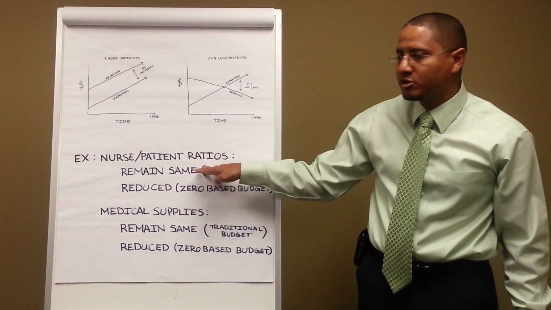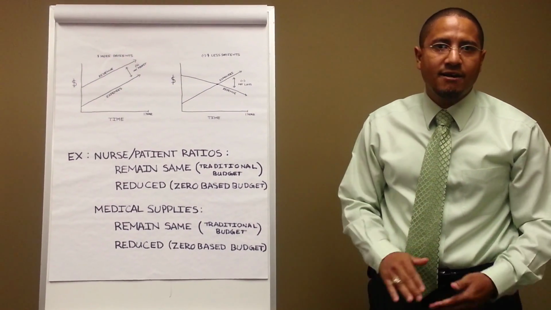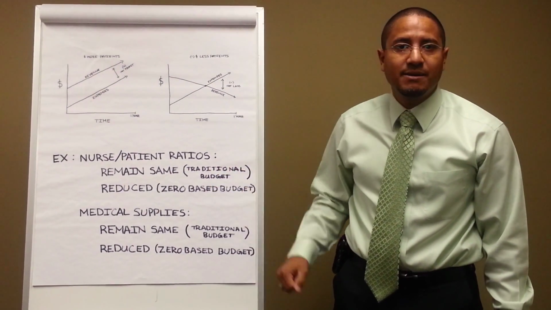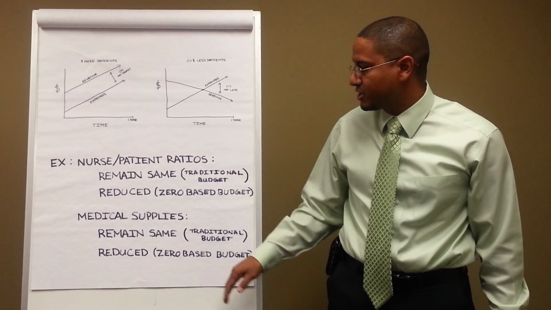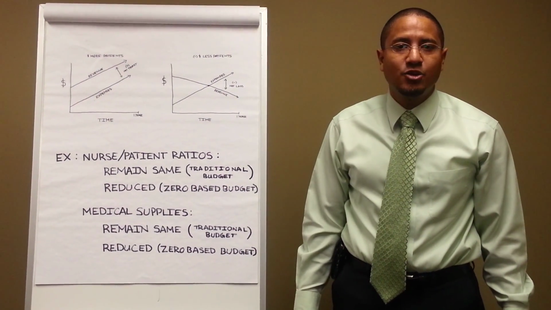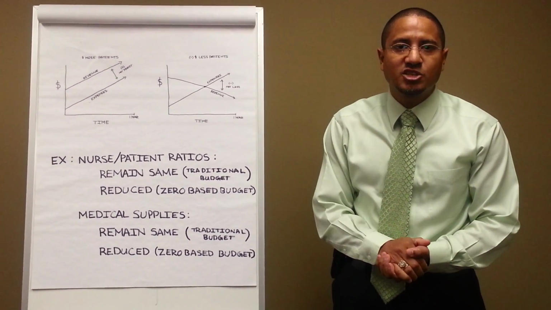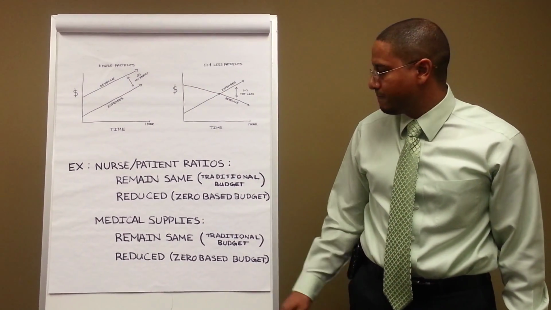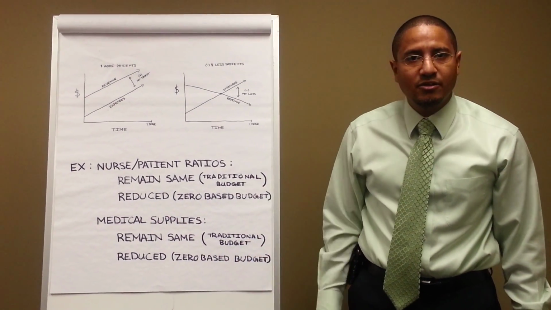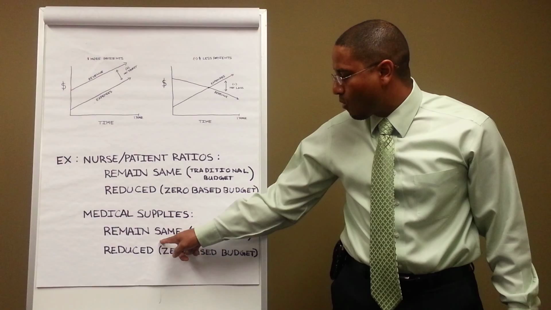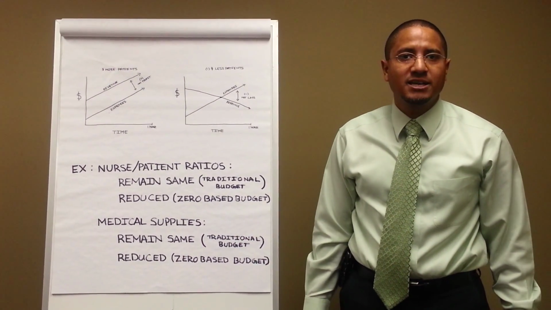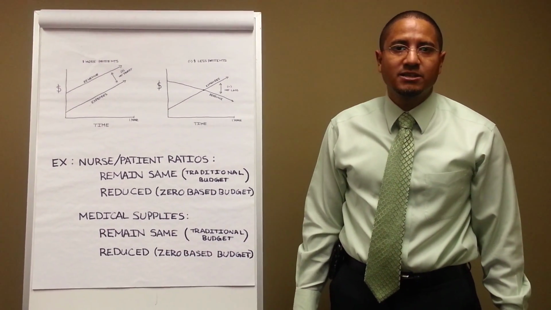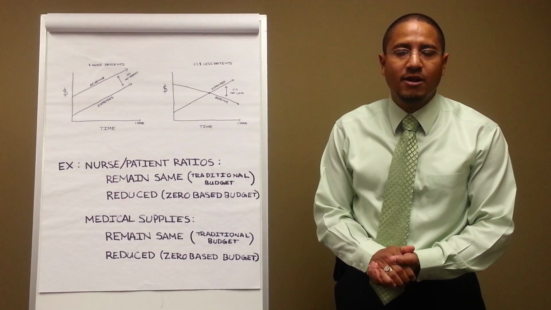Examples of that would be nurse-patient ratios in our organization. We have less reimbursement per patient, but yet we continue to have the same number of nurses in a traditional budget. If we're looking at a zero-based budget, you would start all over and determine how much expense you need to allocate for the nurses in order for the budget to be sustainable. Medical supplies are another example in our organization, where in a traditional budget those expenses would remain the same, and in a zero-based budget, we would decrease those expenses based on priority and the amount of revenue received.